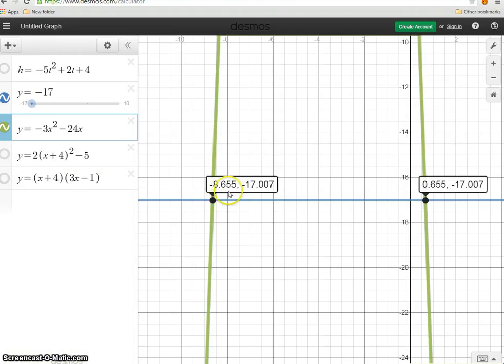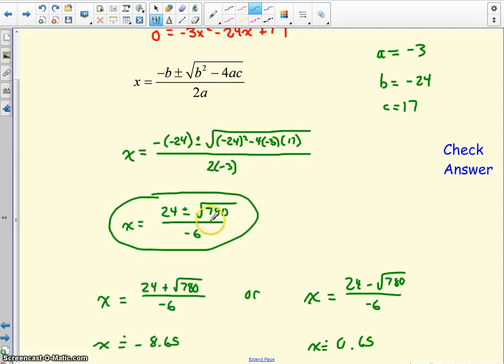word problem. So if we look at our graph here, again, the graph's not giving the exact points of intersection, but we see it's about negative 8.65 about and 0.65 about. Okay, so again, that means our answer makes sense.